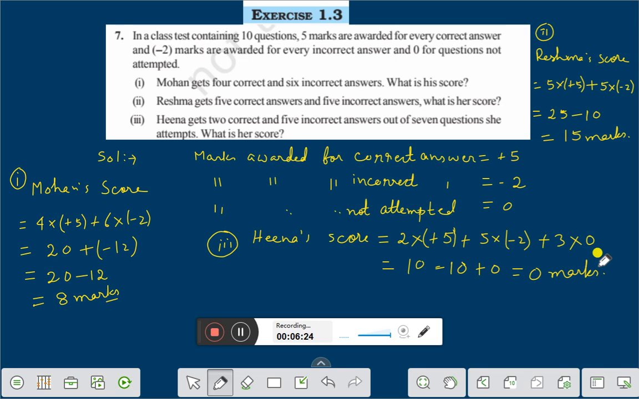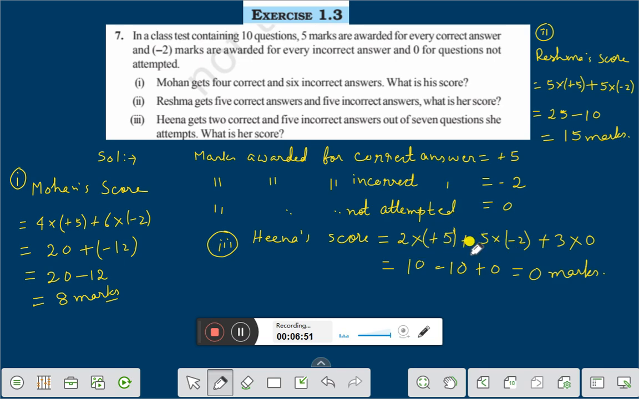Therefore, you see that Mohan's score was 4 into plus 5 plus 6 into minus 2, that is 20 plus minus 12. That is 20 minus 12, that is 8 marks. And Resma's score is 5 into plus 5 plus 5 into minus 2, 5 fives are 25 minus 10, that is 15 marks. And Hina's score was 2 into plus 5 plus 5 into minus 2, 2 correct and 5 incorrect.